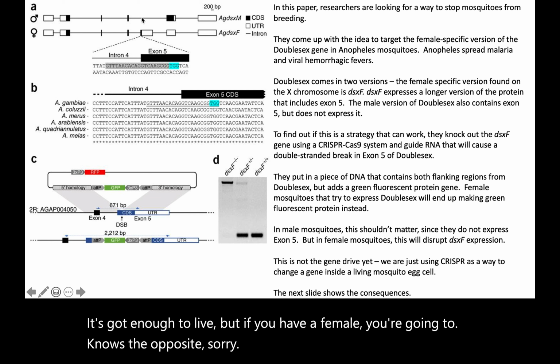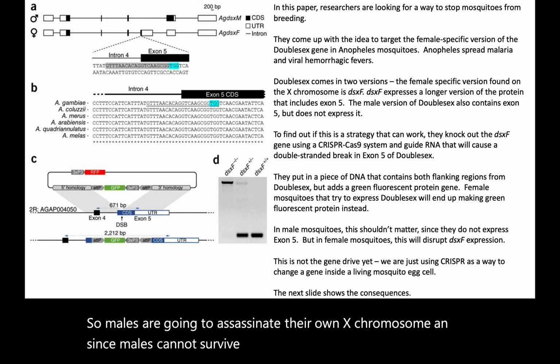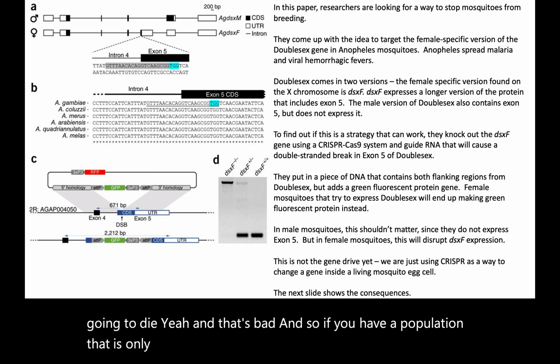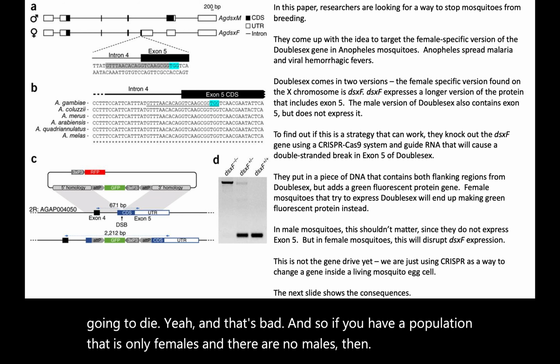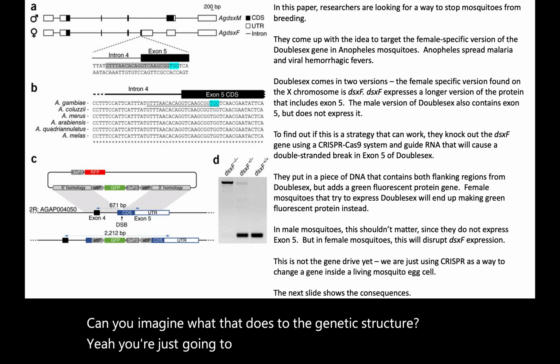So males are going to assassinate their own X chromosome. And since males cannot survive without their X chromosome, they're going to die. Yeah. And that's bad. And so if you have a population that is only females and there are no males, then can you imagine what that does to the genetic structure? Yeah, you're just going to drive the species to extinction.